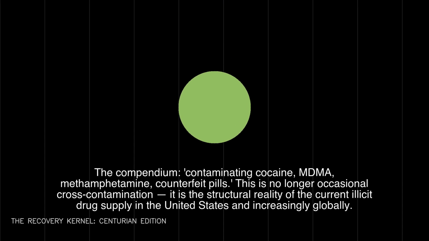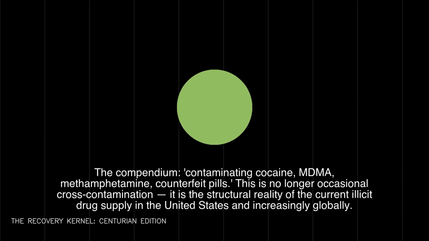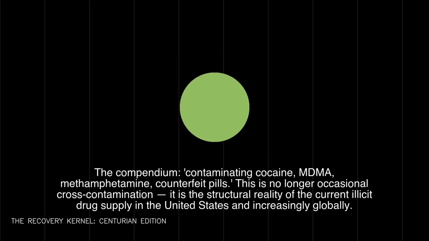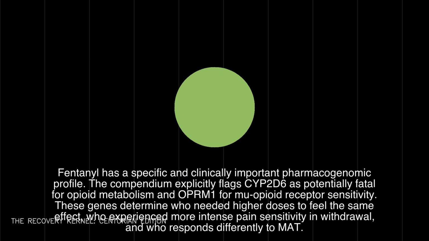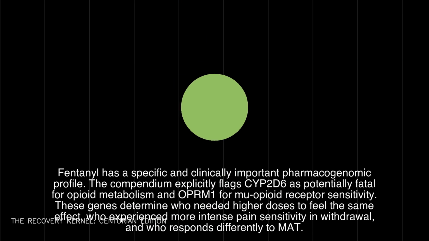Fentanyl has a specific and clinically important pharmacogenomic profile. The compendium explicitly flags CYP2D6 as potentially fatal for opioid metabolism and OPRM1 for mu-opioid receptor sensitivity. These genes determine who needed higher doses to feel the same effect, who experienced more intense pain sensitivity in withdrawal, and who responds differently to MAT. The DNA testing panel for fentanyl recovery.